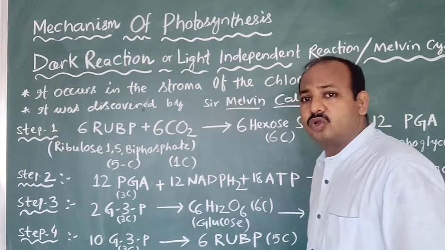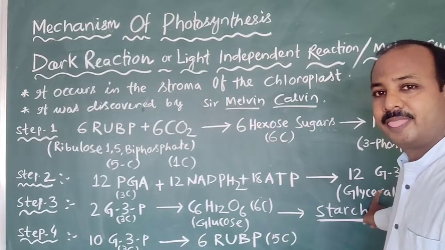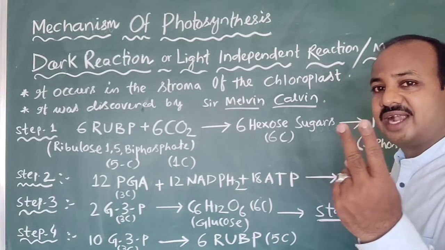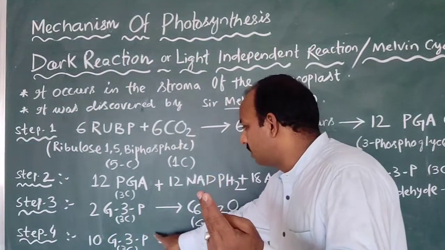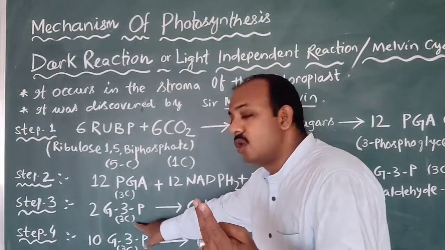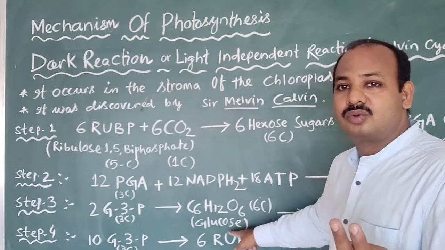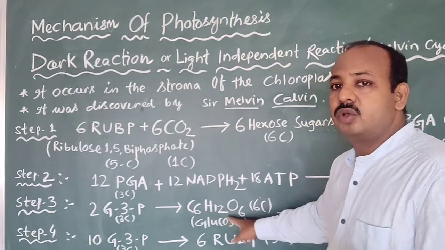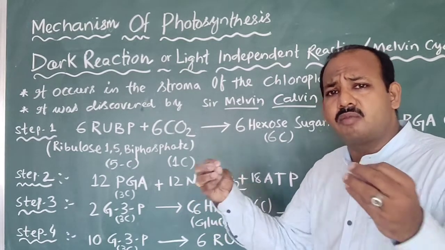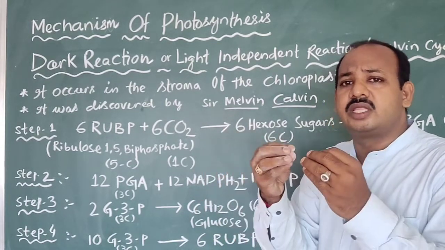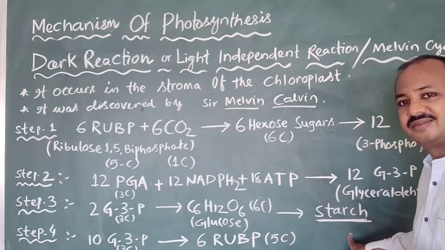Next, the third step. Out of these 12 molecules of glyceraldehyde 3-phosphate, G3P, only 2 molecules of glyceraldehyde 3-phosphate, which are 3 carbon compounds, combine together to form sugar. That is the glucose, C6H12O6. And several molecules of glucose join together and form a complex carbohydrate, that is the starch.